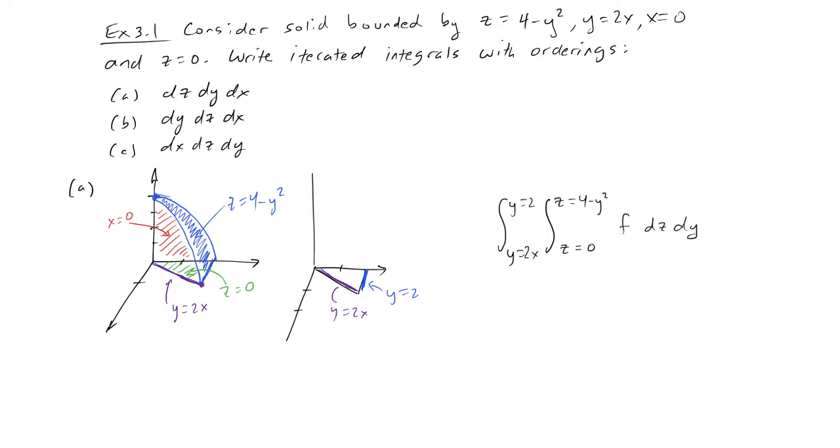And then we think about what happens to x. What is the range of x? And x goes from 0 to 1. If we look at the intersection of those two curves, they intersect at 1, and the left endpoint of that region in the xy plane is 0. So x equals 0 to x equals 1. And that's our standard ordering.